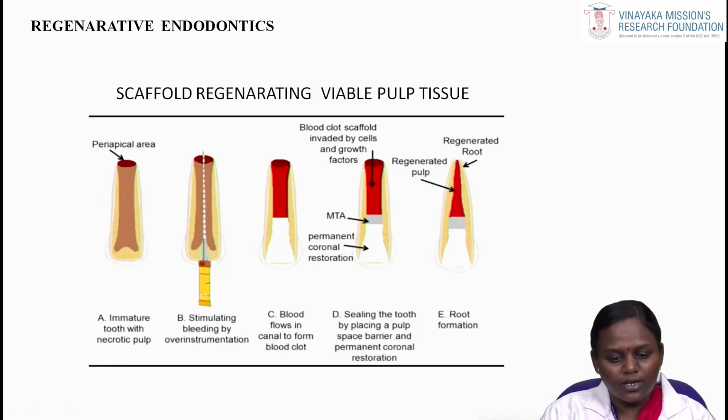So this picture depicts the periapical area with an immature open apex. In the second figure, a file is introduced intentionally 2 mm beyond the apex and bleeding is induced. As soon as the bleeding is induced, blood flows through the canal and a clot is formed. MTA dressing is placed above the clot, followed by the coronal restoration. Review of the patient is done at 3, 6 and 12 months intervals. As a result, the root formation occurs and the dentinal wall thickness is achieved.